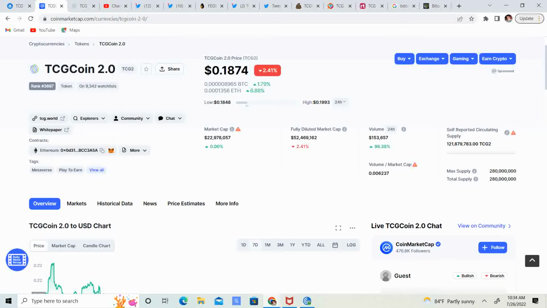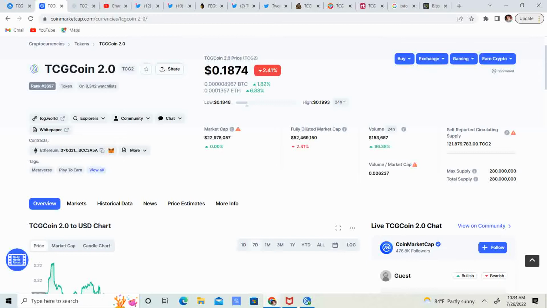But as of right now, there is little utility for the coin itself. Like I said, when Alpha opens up, if people have to use the coin to purchase different things in the metaverse, then the utility will come back up. Otherwise, right now it's just the fact that the metaverse is coming out. It's such a huge thing.